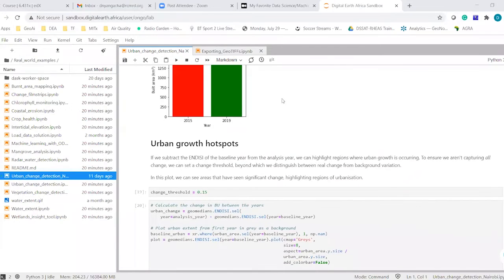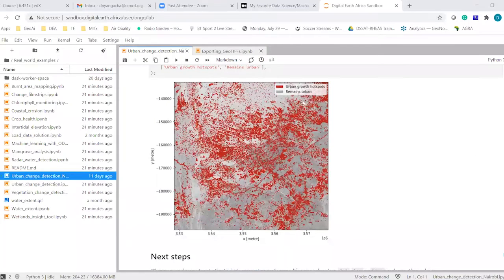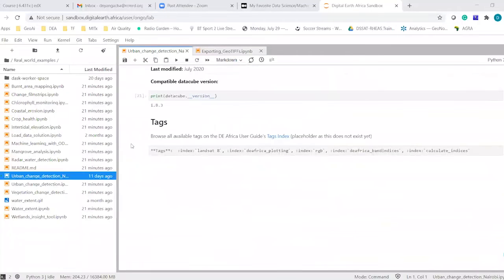We can see either in red, in maroon or gray. The gray ones have remained over time, and the maroon ones are urban growth hotspots. You can see there's quite a lot of buildings coming up. You can see there is some sort of a straight line. This is Thika Road, a 12-lane road. And then we have Mombasa Road as well on this other side. Yeah, so this is what I've been trying to come up with.